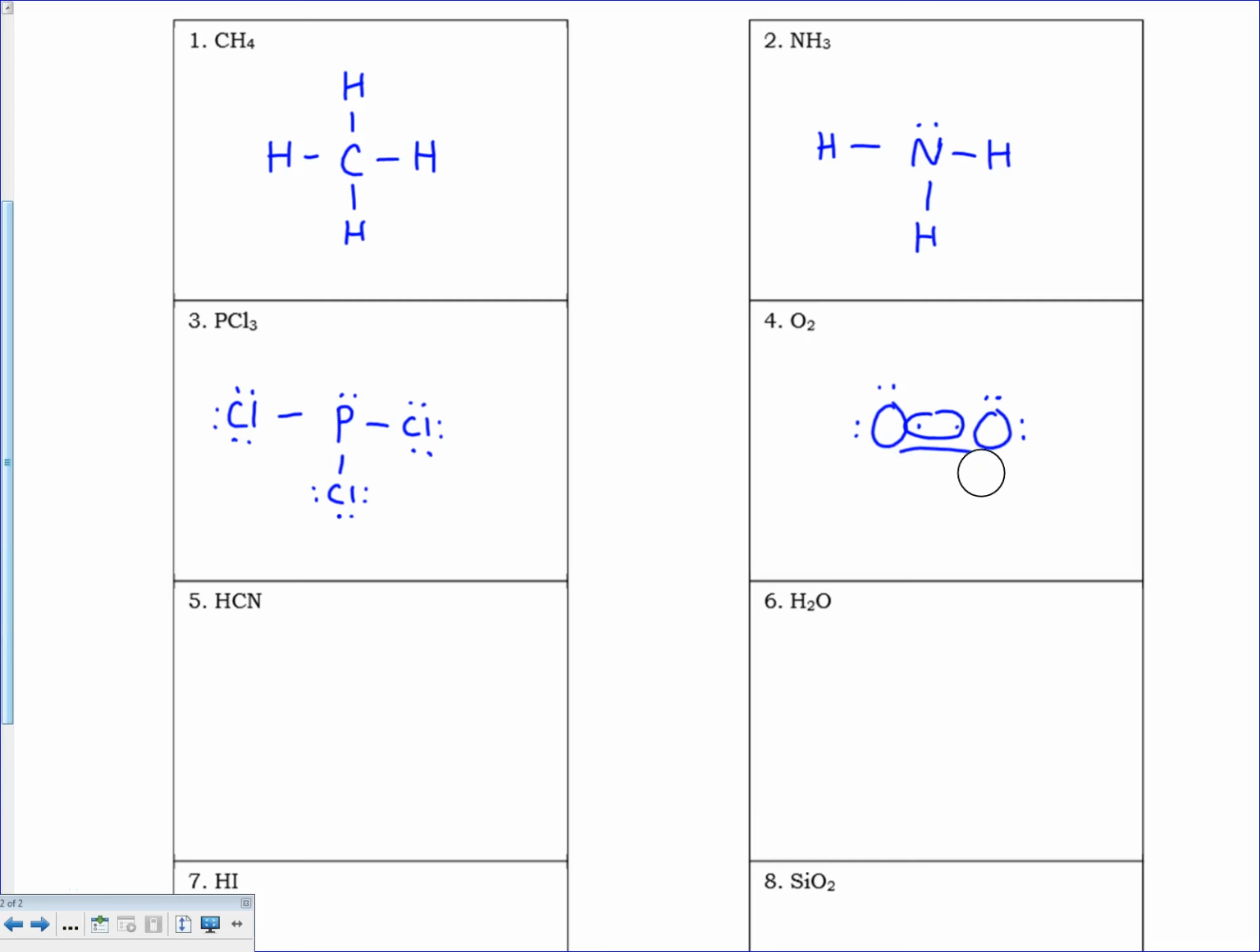And so I'll get rid of these here and fill it in as a double bond between the two oxygens. And that will be good.